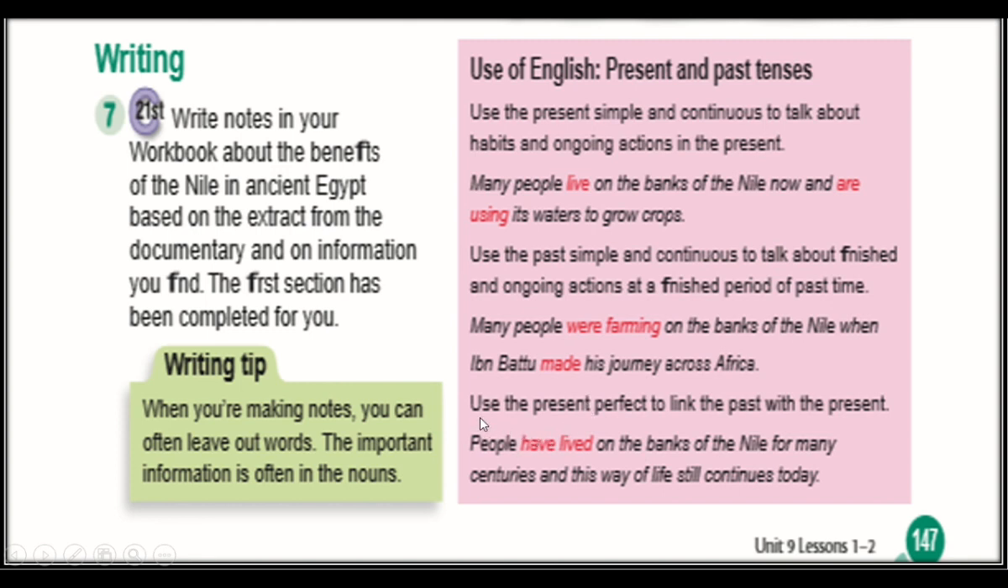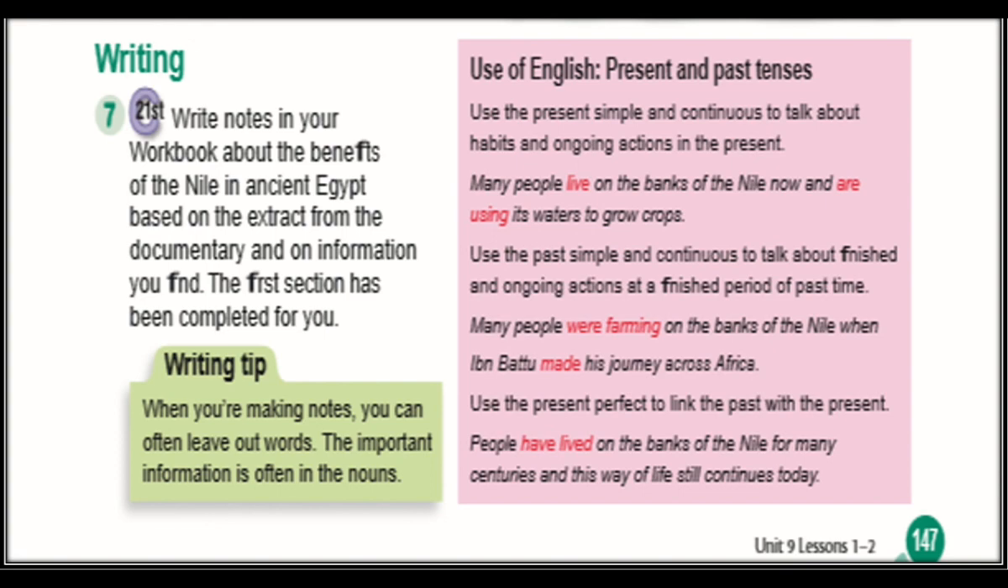Okay. Use the present perfect to link the past with the present. People have lived on the banks of the Nile for many centuries, and this way of life still continues today. Have lived here means that they were living and they are still living today. They are still living there today, for today. So here we link between the past and the present.